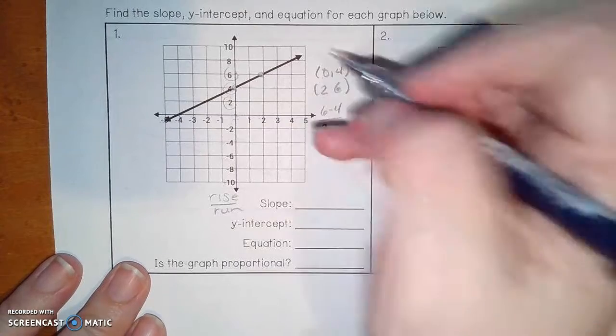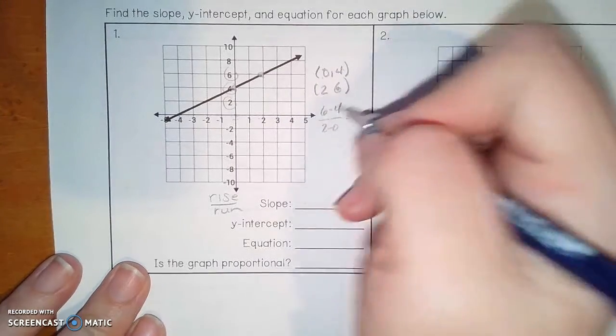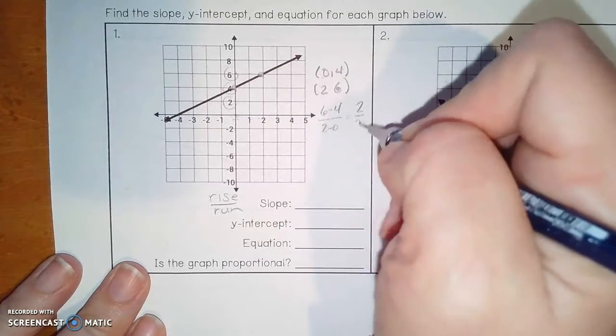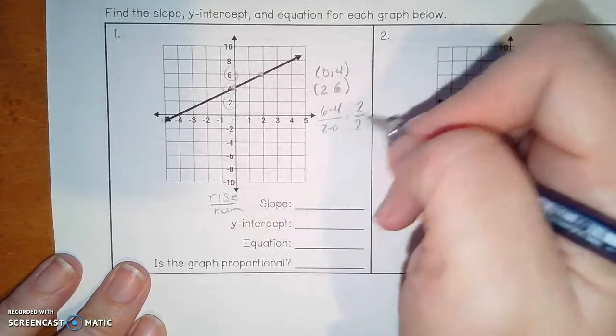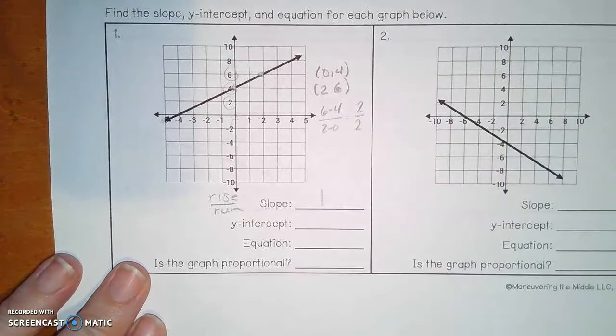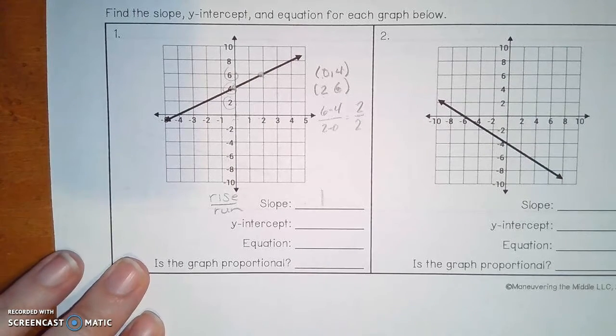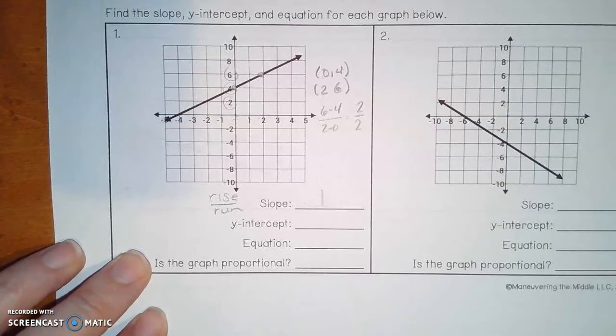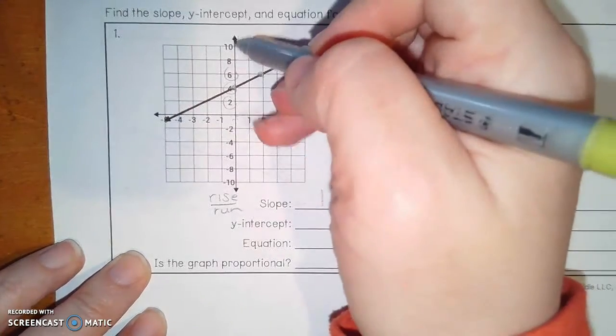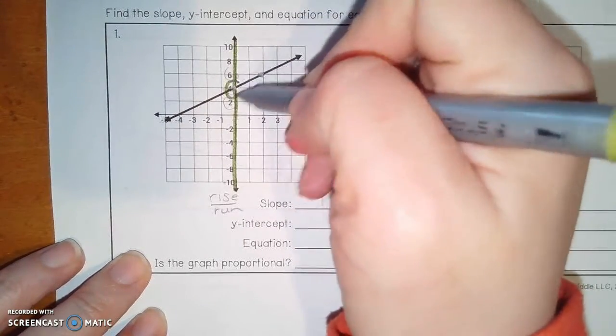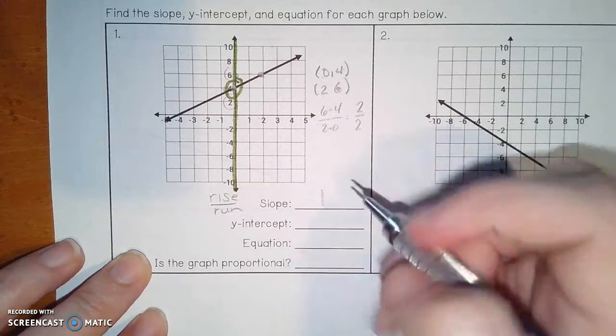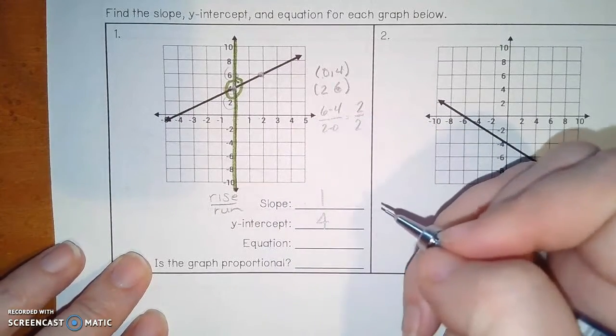I don't have a mistake. I was thinking I wrote 8 here. So 6 minus 4 is going to be 2, and then 2 minus 0 is going to be 2, and then that's going to give me a 1, so my slope is 1. All right, so now my y-intercept is where it intersects that y-axis. If I'm looking at my graph, I can clearly see that this right here is my y-axis, and it intercepts it at that positive 4. Okay, so we intersect at that positive 4.